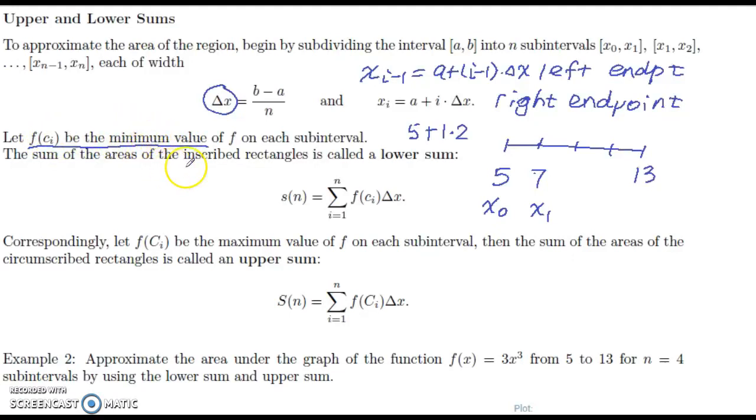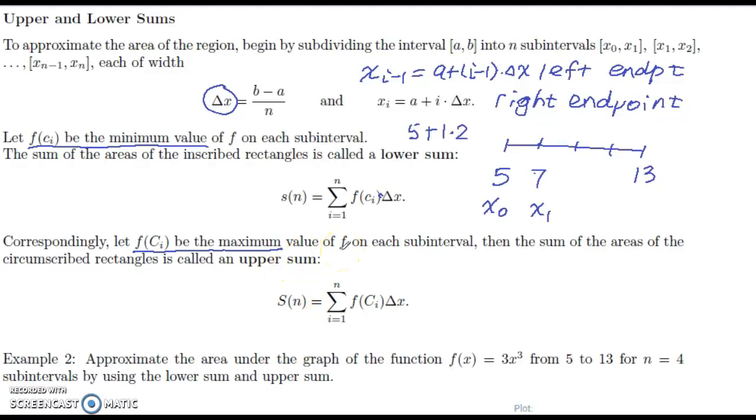So in that case, we can define the lower sum. The lower sum is wherever the lowest or minimum value is, we pick that height. That height multiplied by delta x, the width, will give you the area of that rectangle, and we add them all up. Correspondingly, if we let f of capital C sub i be the maximum value of each subinterval, we do the same thing. We pick the tallest bar, multiply by the width, and add them all up, and we get the upper sum.